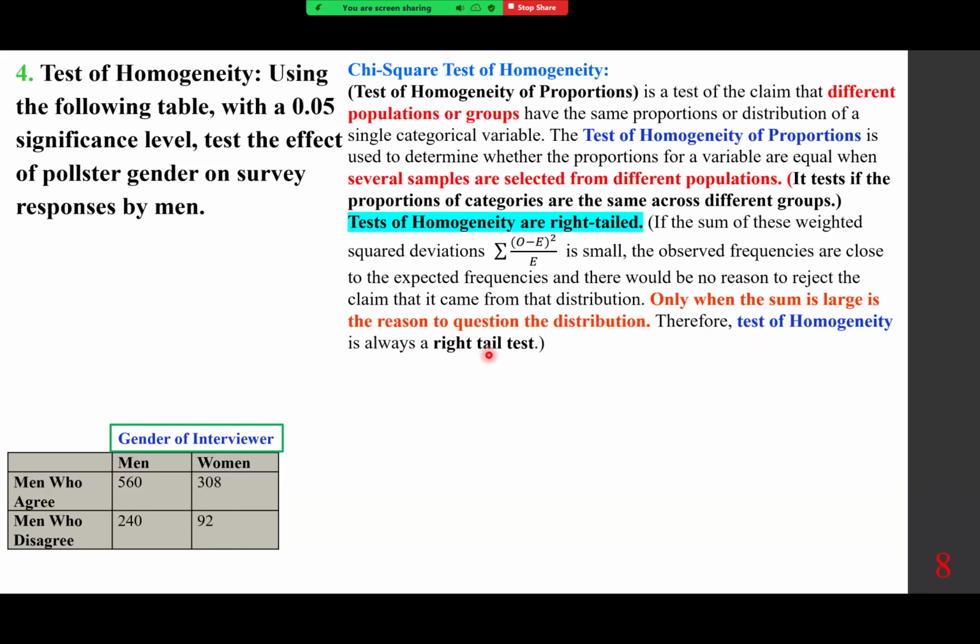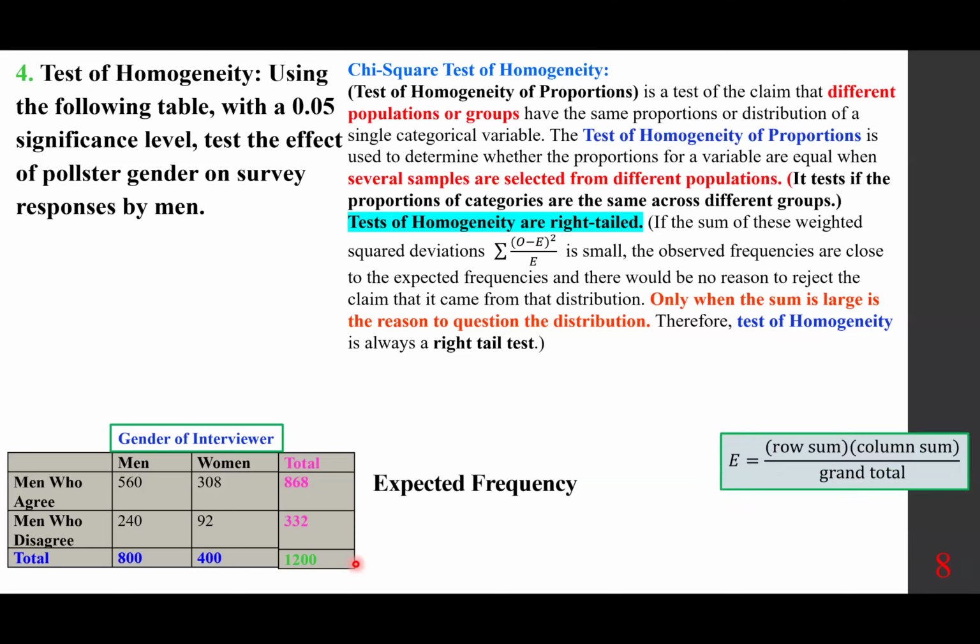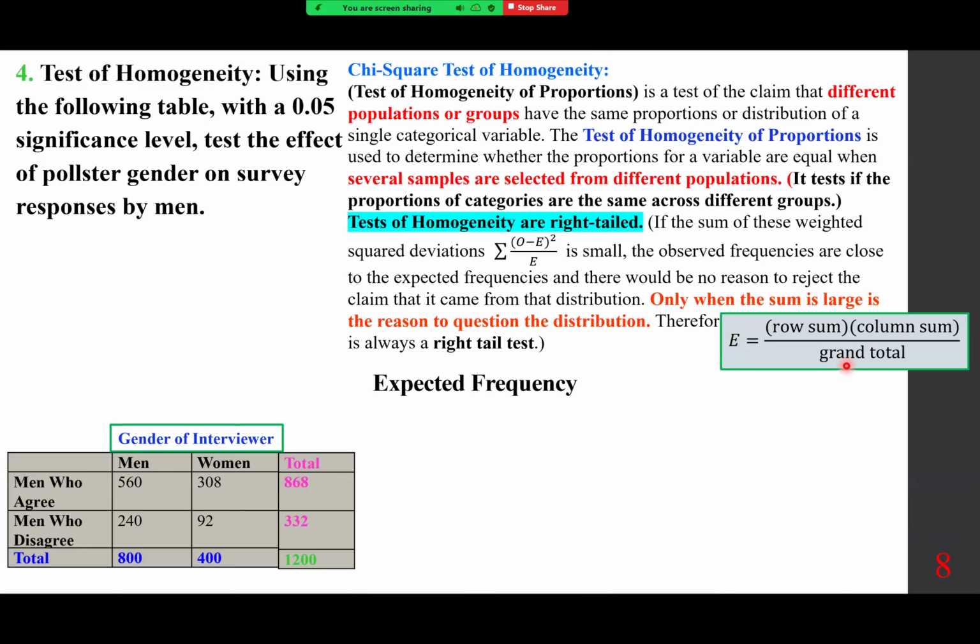So we basically follow the same procedure as the test of independence. We add up these two numbers column-wise, these two numbers row-wise, and these two numbers for the grand total. So this is the grand total if you add these two numbers or these two numbers. This is the total number of people being interviewed. So we can come up with the table of expected values in the same manner, using the fact that E is the row sum times the column sum over the grand total.